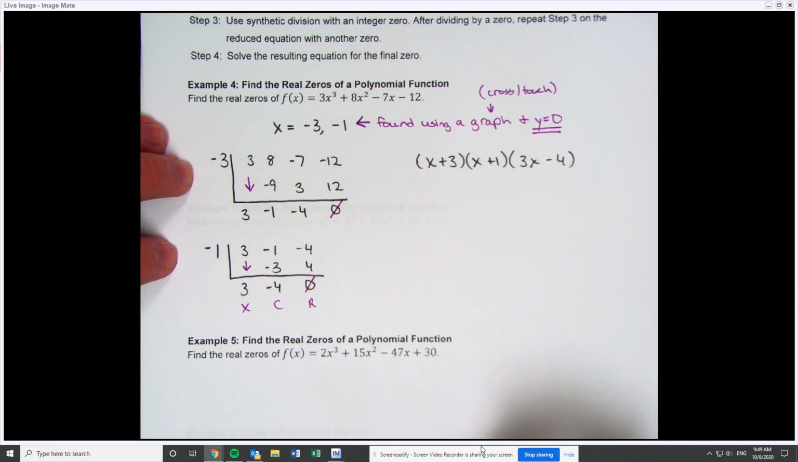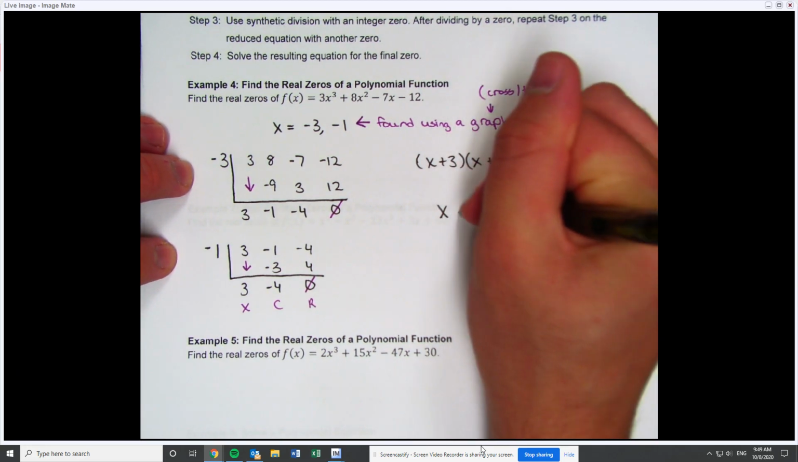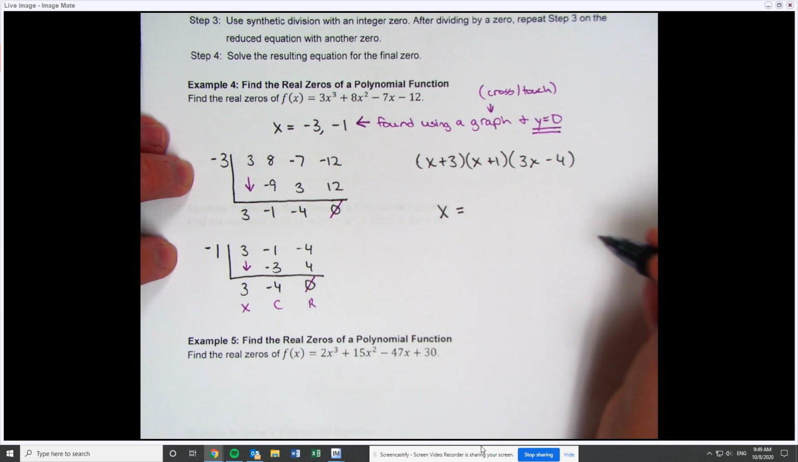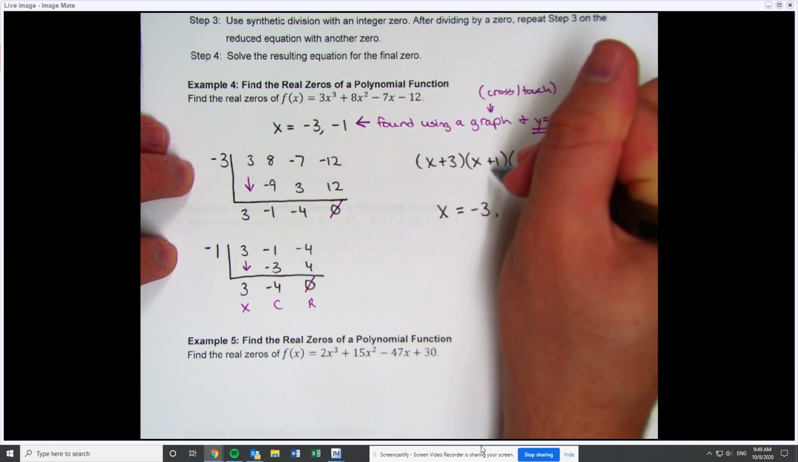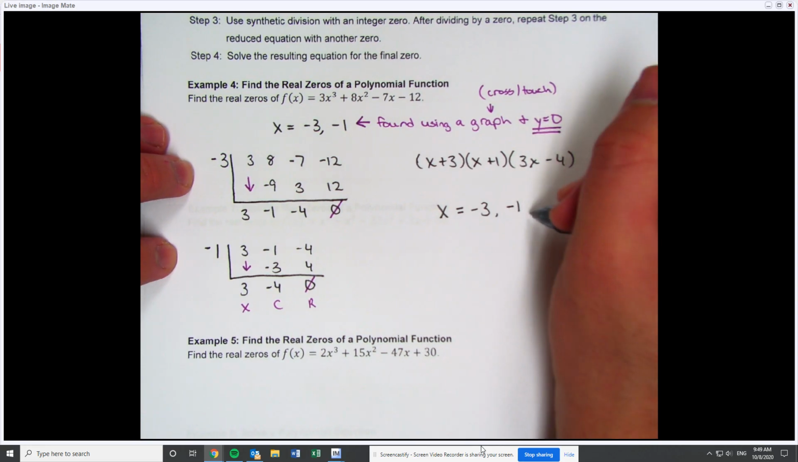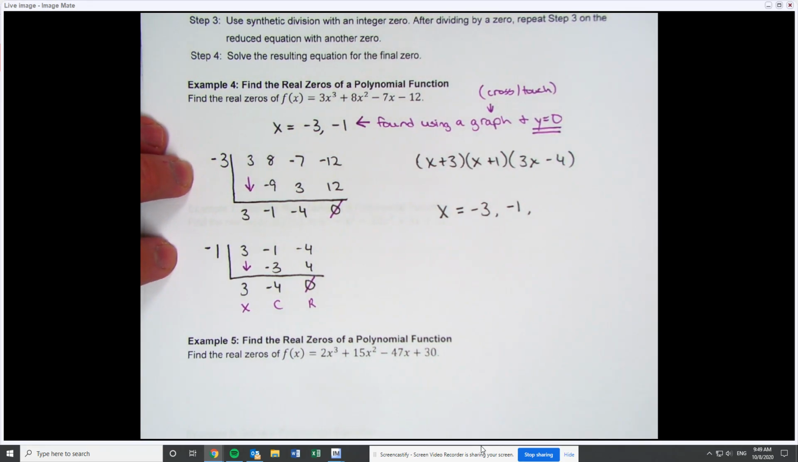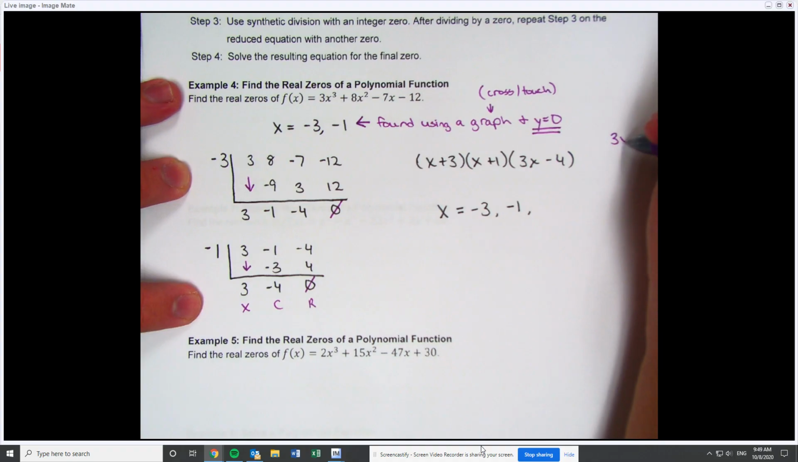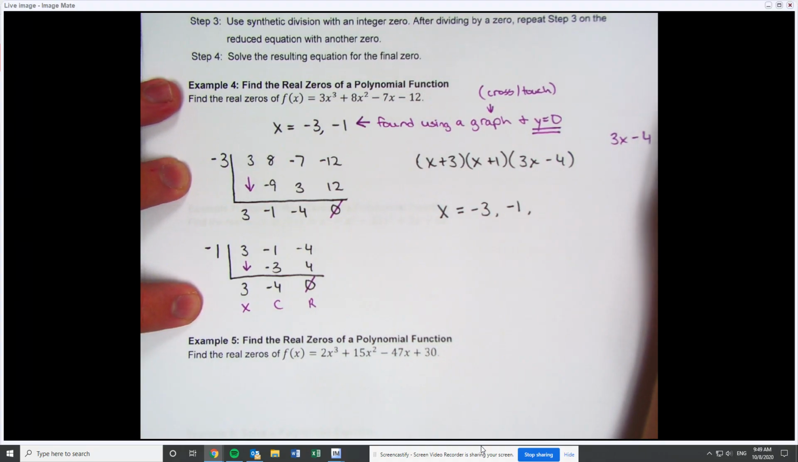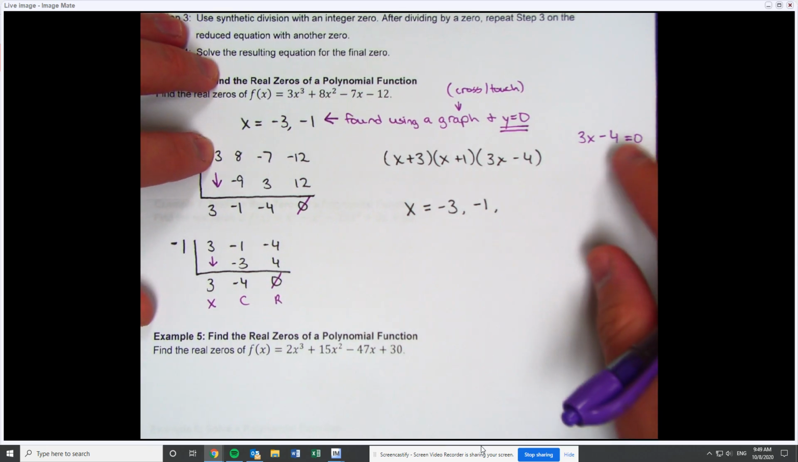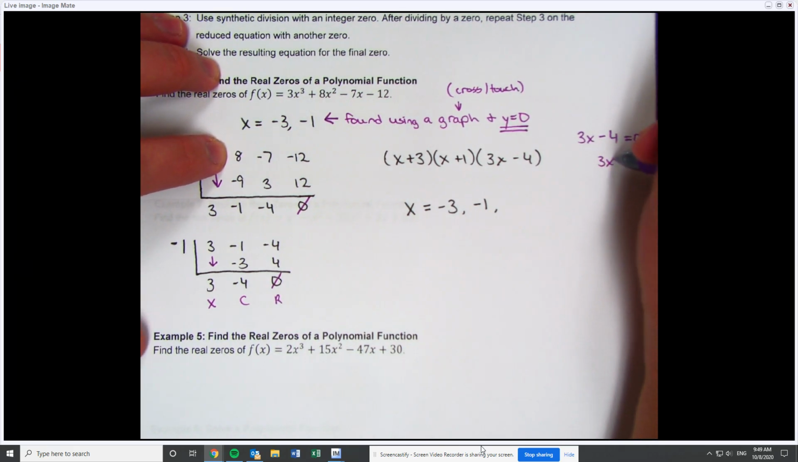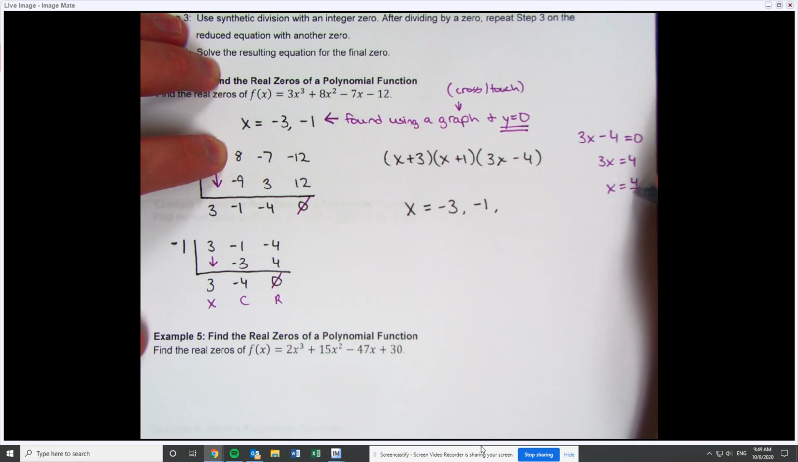So as far as finding all of our zeros now, I can do this. X equals, I know -3. That's going to be -1. Solving this one, 3x minus 4 equals 0. Oh, sorry, can't see that. I would move the 4, divide by the 3. There's our final answer.